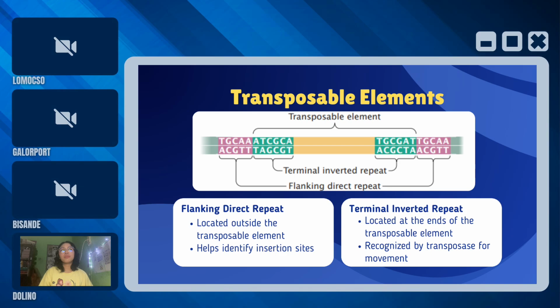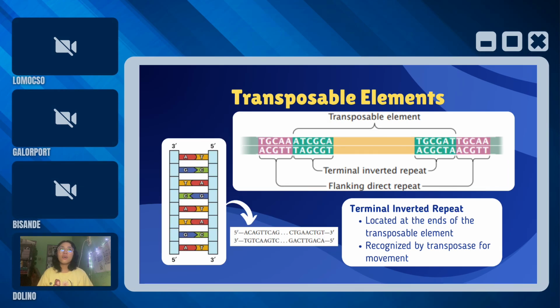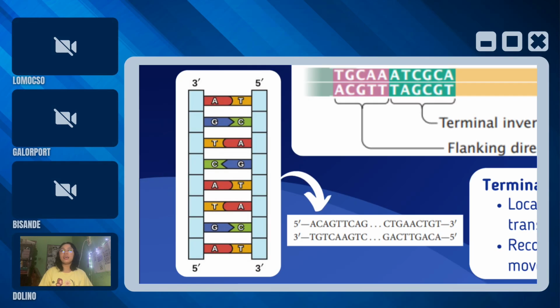We also have terminal inverted repeat. This is not part of the DNA repair. This is specific for the movement of the transposon. They are inverted complements of one another. Let's take for example here, as you can see on the screen, on the 5' end, or kanang nakita ninyo nga 5 apostrophe. That's read as 5'. ACAG becomes the inverted GACTTGACA. Still on the 5' end.